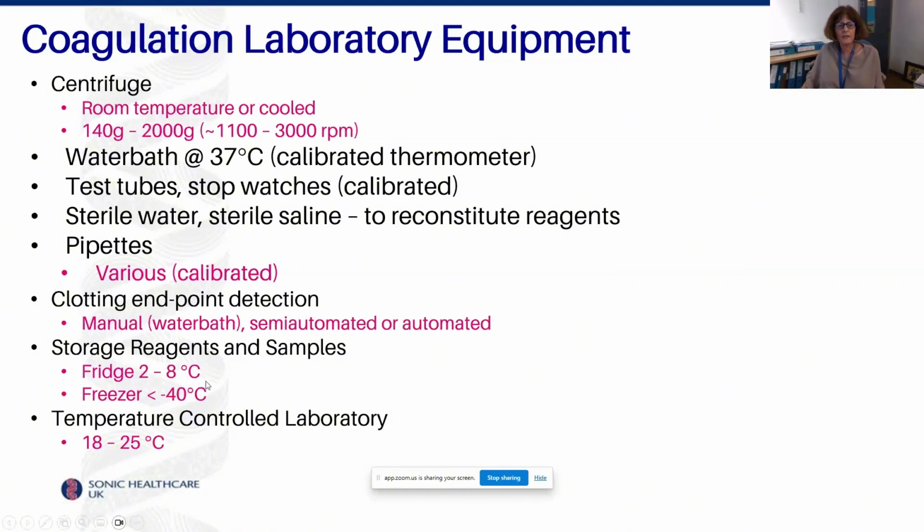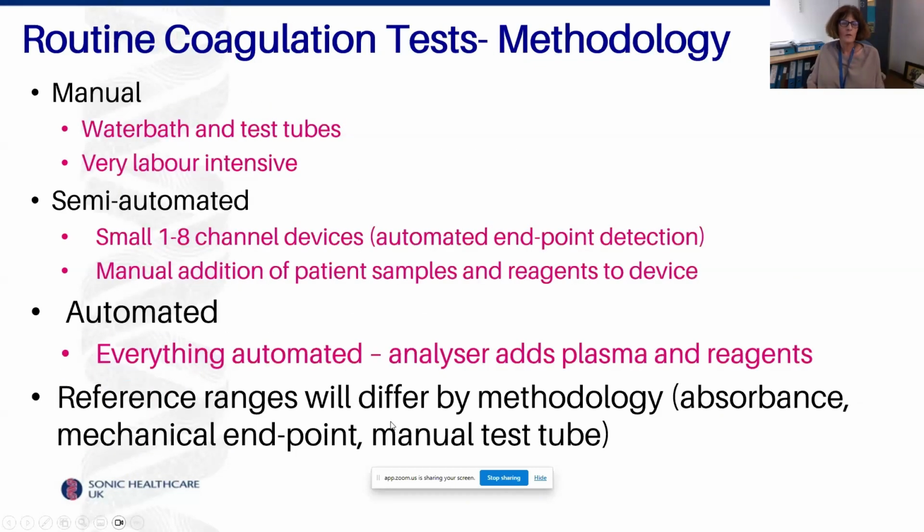And then we need to have a fridge that can keep temperature 2 to 8 degrees so that we can store our reagents. We ideally need a freezer below -40 degrees so that we can store our frozen PPP plasma samples, and a temperature controlled lab. So when we're doing manual methodology for routine coagulation tests, already said a water bath, test tubes, but it's very labor intensive.